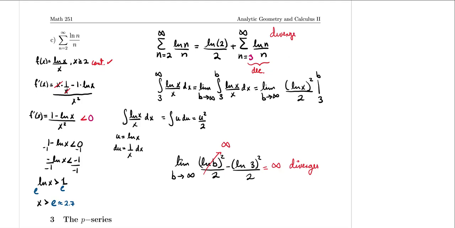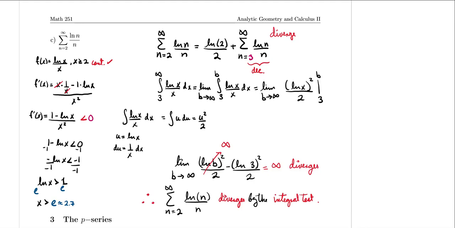And remember, as we saw in our previous lecture, if you split up a series as two series, and if one of them is diverging, then the whole series is diverging. Therefore, our series, as n goes from 2 to infinity of ln of n over n, is diverging by the integral test.